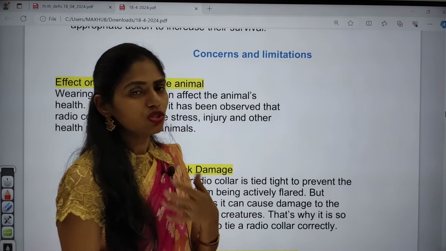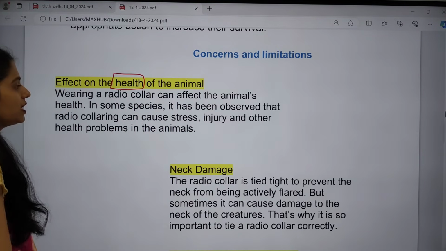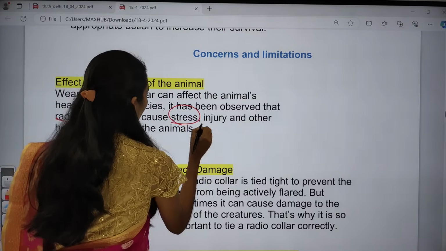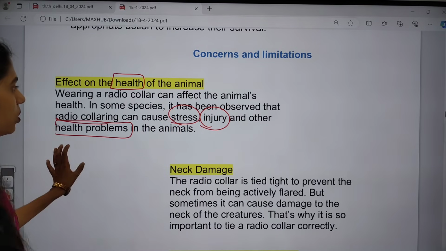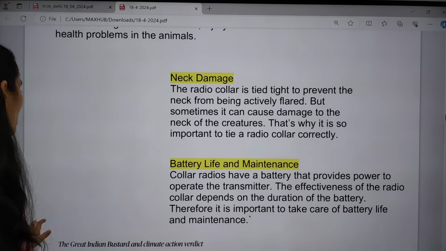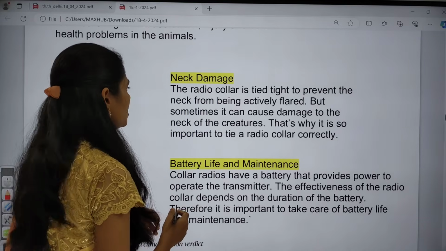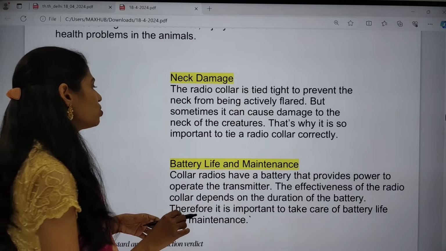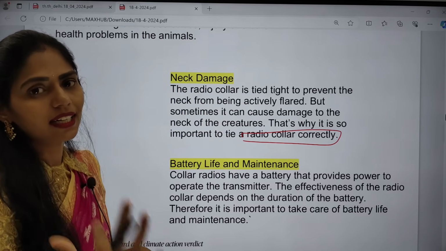Now, what are the concerns and limitations of these radio collars? Whenever they are fixed on the neck, it can have a negative impact on the health of animals. In some species, it has been observed that radio collaring can cause stress, injury and other health problems. Sometimes neck damage happens, because if the radio collar is tied very tight, it can damage the neck of the creatures. That is why it is very important how we fix the radio collar, whether it is fixed correctly or not.